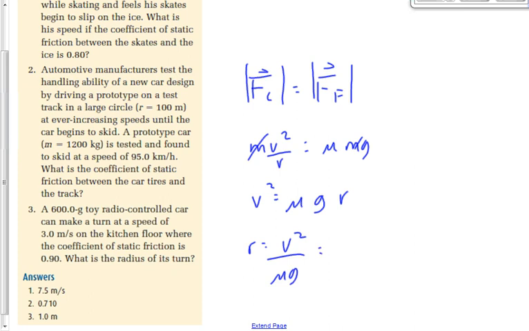V is 3 meters per second, mu is 0.90, and g is 9.81. When we do that math, we should get 1.0 meters. Regardless of how heavy this toy is, the radius should be exactly the same, 1.0 meters. Yep.